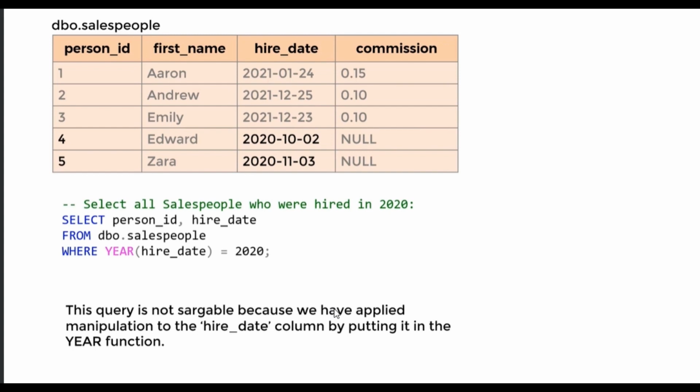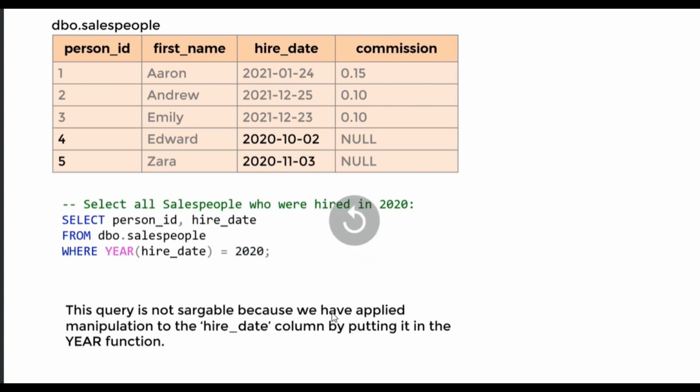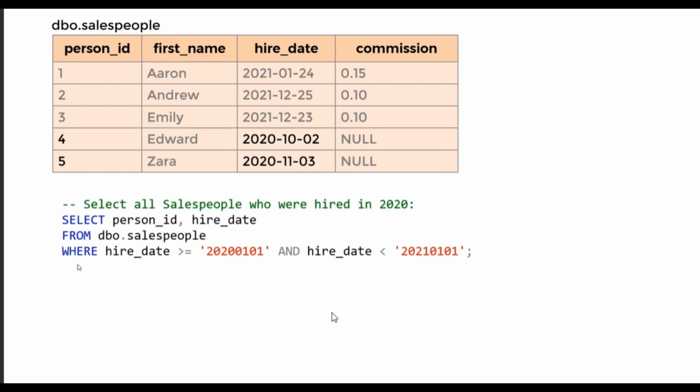We have manipulated the hire date column by putting it in the YEAR function. Manipulating means, here, hire date: if you give hire date, what will it give? The entire date, like 2011-03, should come. Here we are using the YEAR function, so it takes the year part from that hire date.